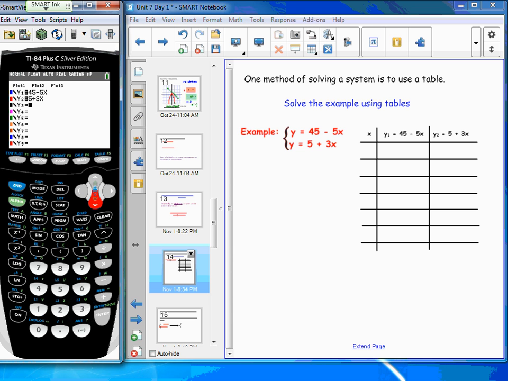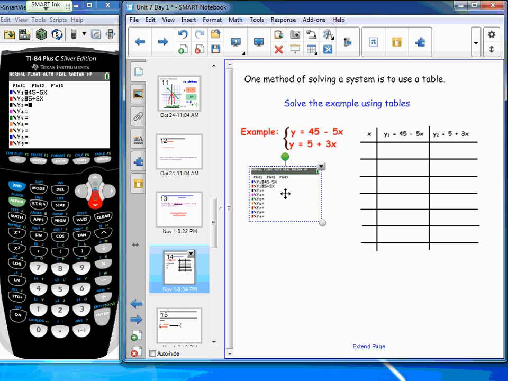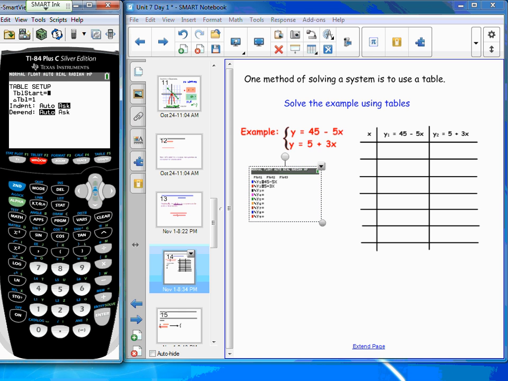We're not going to look at the graph. We're going to use tables for this one. So what I'm going to do is make sure that my table set is on auto. So I'm going to go ahead and start my table at 0.